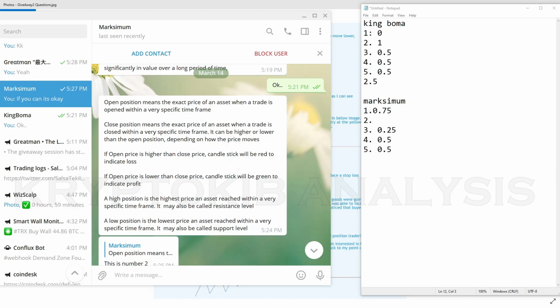Okay, that's too much explanation. If open price is lower than, that's another too much explanation. A high position is the highest price of an asset range. Okay, low position is the lowest price, and I say okay, that's correct, I think. So that's one full mark. So now this will be total of 1, 2. I think this is 3.